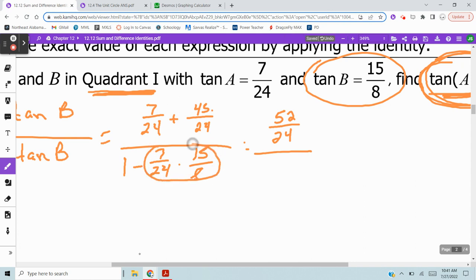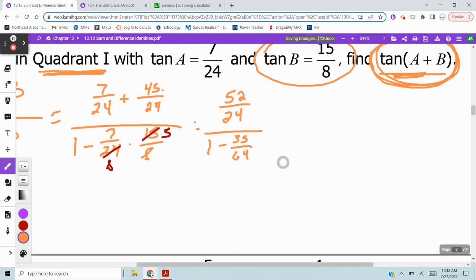To multiply these two together, I simply multiply tops and bottoms. I can cross cancel. Let me use a different color to do that. 15 and 24 are both divisible by 3, so I can make that a 5 and an 8 just to make it look a little bit better. So I now have on bottom 1 minus 35 over 8 times 8 is 64.